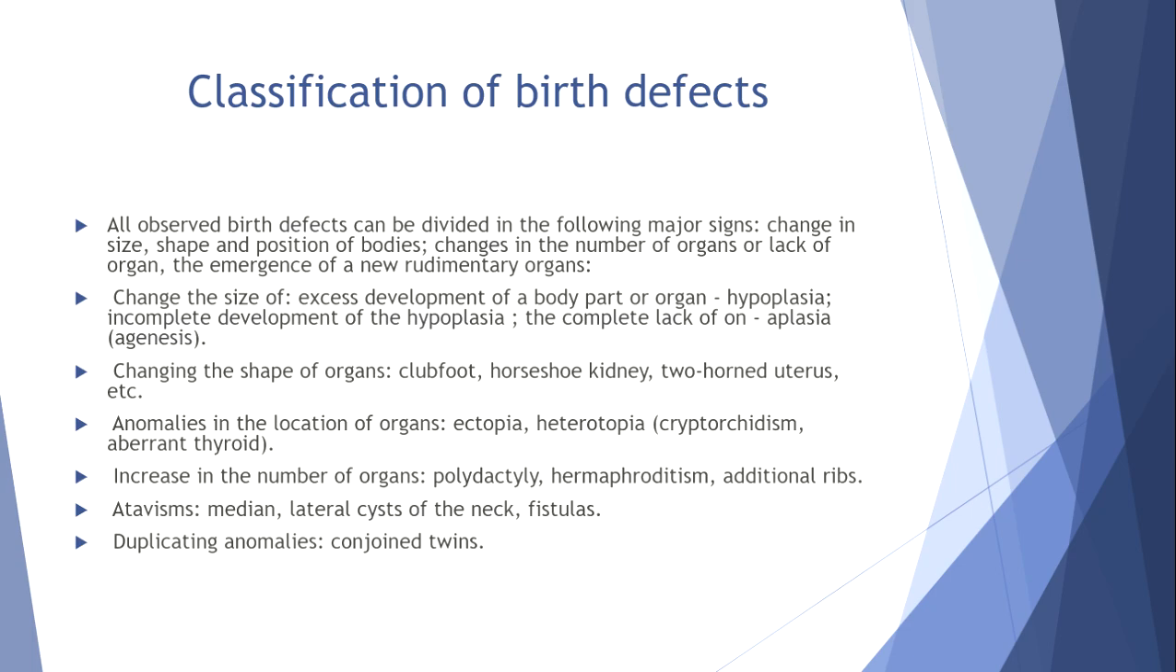Changes in the shape of organs: clubfoot, horseshoe kidney, two-horned uterus, etc. Anomalies in the location of organs: ectopia, heterotopia, cryptorchidism, aberrant thyroid. Increase in the number of organs: polydactyly, hermaphroditism, additional ribs. Atavisms, median or lateral cyst of the neck, and fistulas. And duplicating anomalies, like congenital twins.